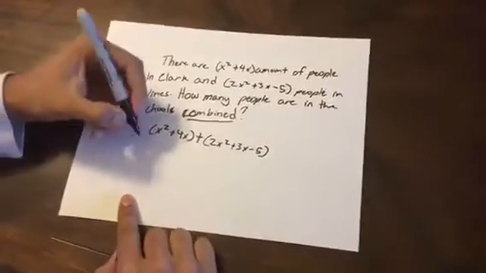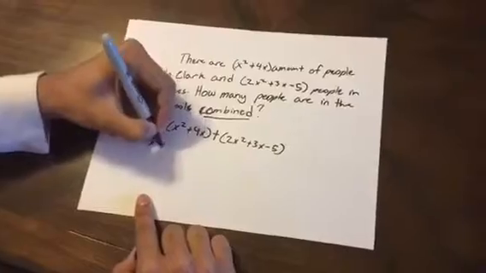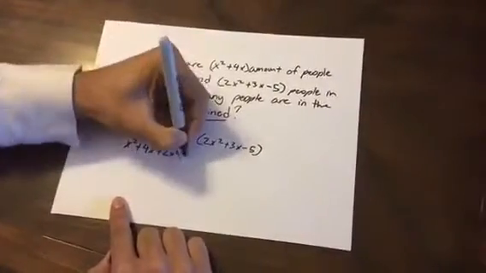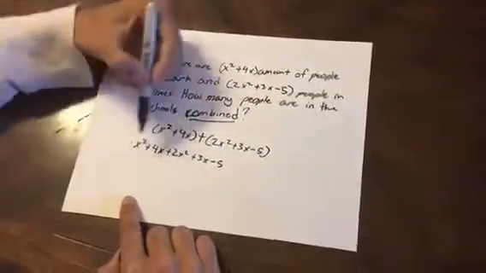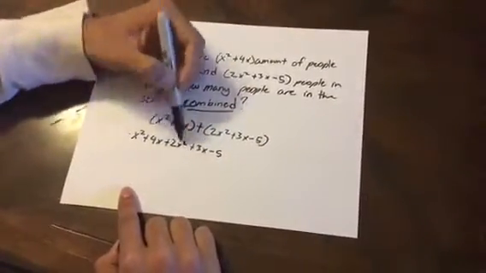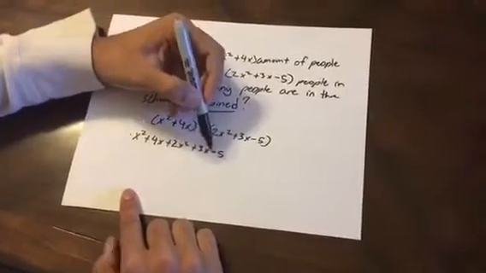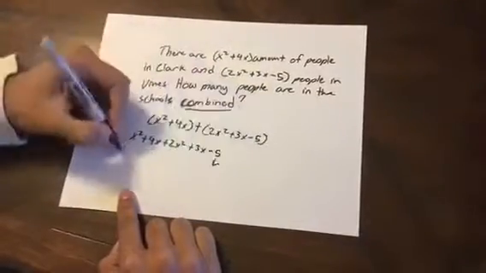Next step is we're going to take out the parentheses. So it's x squared plus 4x plus 2x squared plus 3x minus 5. While you write that down, you can see that x squared and 2x squared both have the power of 2, and 4x and 3x have the power of 1, and 5 is left alone. So you won't do anything to the 5.